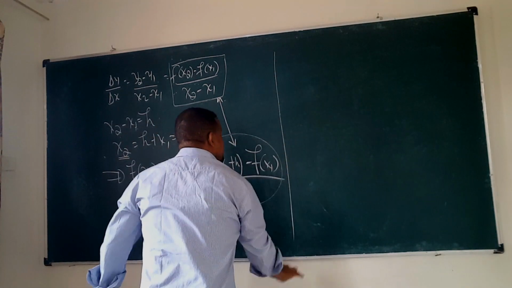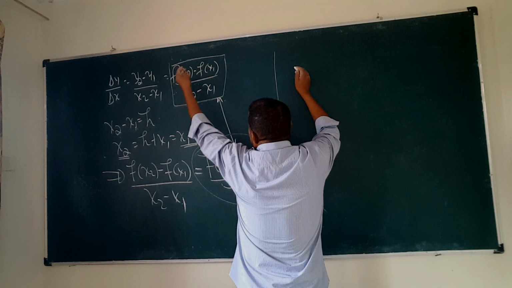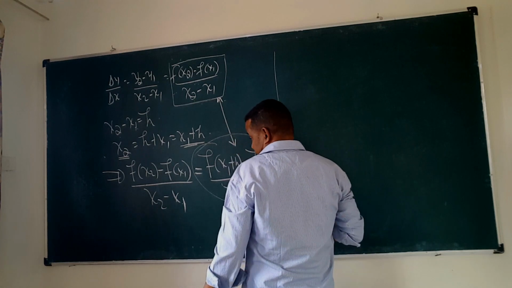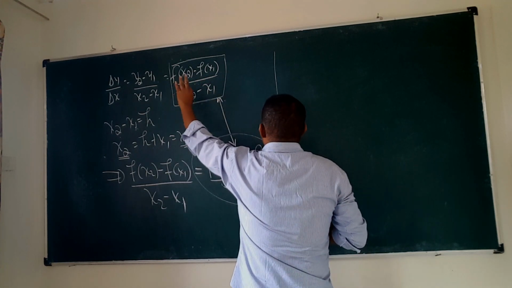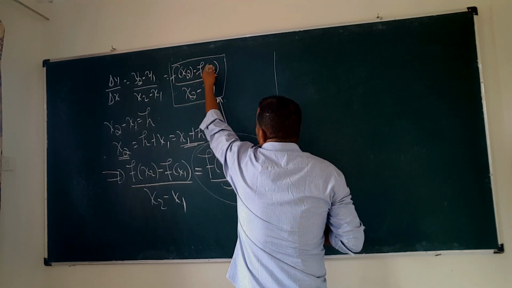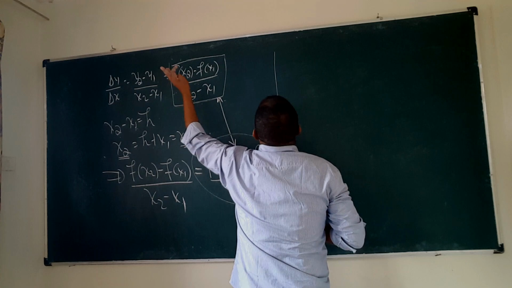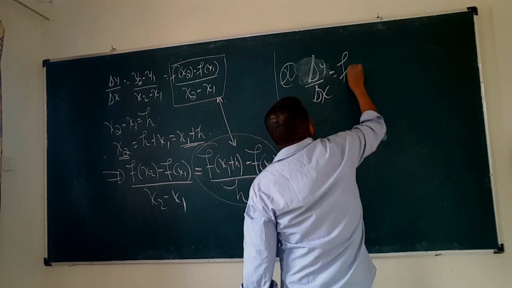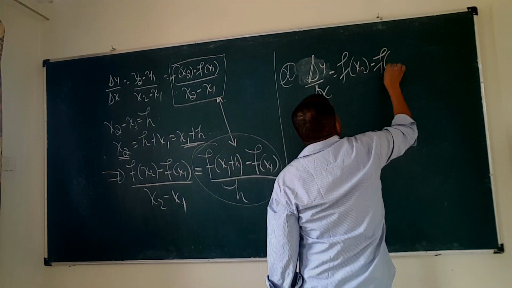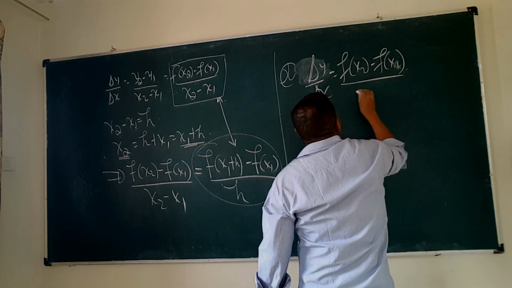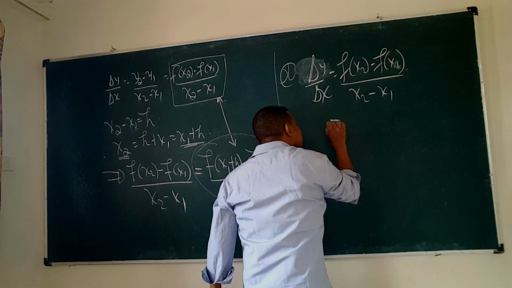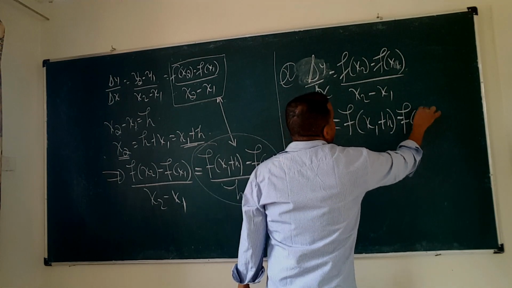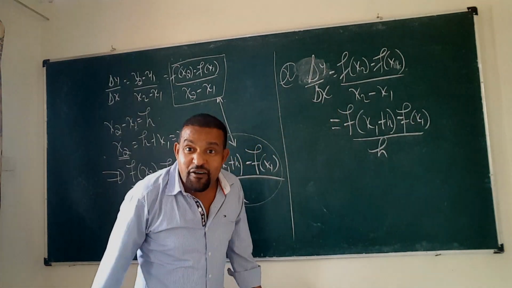Look, this expression has x1 and x2. It could also use x and a, or a and b. Whatsoever, the letters can change, no problem. So that is change in y over change in x, which means f of x2 minus f of x1 over x2 minus x1, which is equivalent to f of x1 plus h minus f of x1 over h.